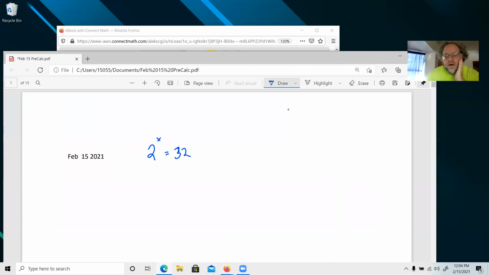The whole goal of this kind of problem is to figure out how to write 32 in terms of powers of 2. So you can say, oh wait a minute, this is 2 to the x is equal to 2 to the 5th. Now here's the step: we're going to equate the exponents, and then we'll get x is equal to 5.